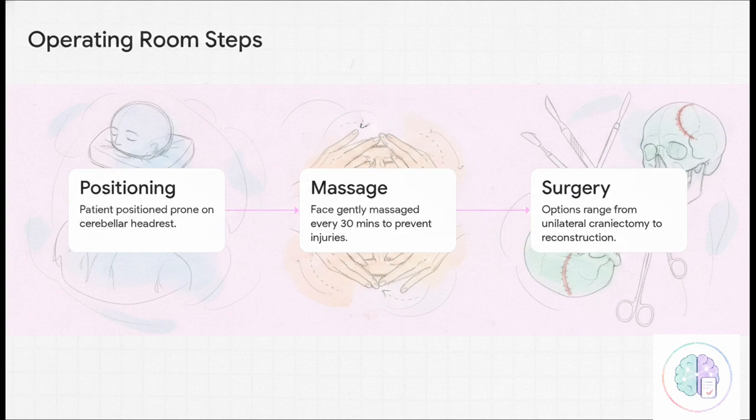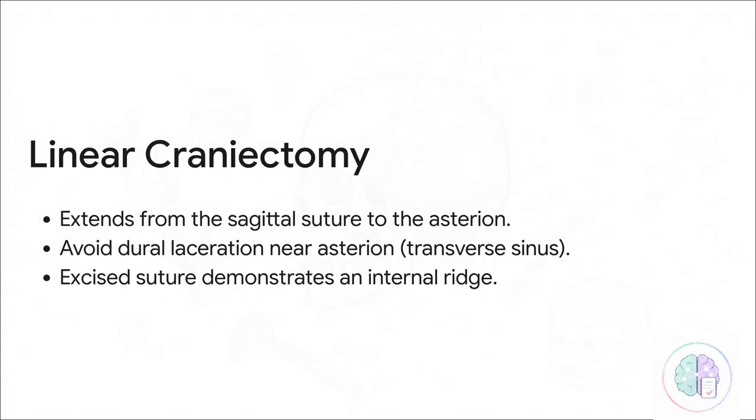elaborate, full-team craniofacial reconstruction. Let's zoom in on that linear craniectomy for a second. Anatomically speaking, this cut extends directly from the sagittal suture straight down to the asterion. Now, the absolute danger zone here is near the asterion because you are right in the region of the transverse sinus. Great care has to be taken to avoid a dural laceration there. Once that fused suture is safely excised, you can physically inspect it, and it characteristically demonstrates this distinct internal ridge.